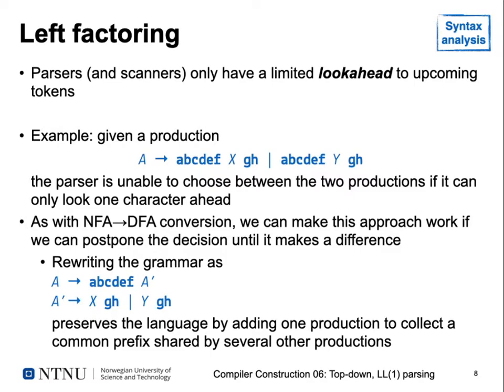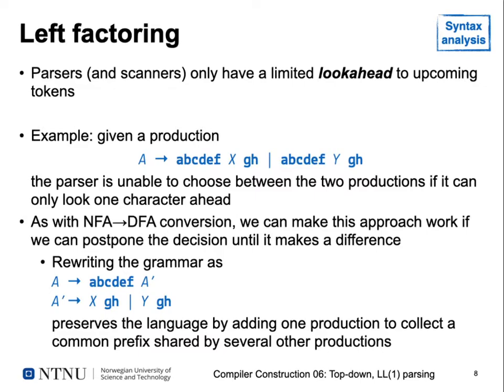So if we have a production like this here in our grammar, so our non-terminal symbol A resolves to A, B, C, D, E, F, then a non-terminal X, and then GH, or A, B, C, D, E, F, and then something non-terminal Y, and then again GH, then the parser needs to read all the first 6 characters here until it can decide, well, can I go to X or can I go to Y? So if our parser only has one character look ahead from the scanner, it's unable to choose between the 2 productions. Now, there's a way to resolve this problem, and this is pretty easy.